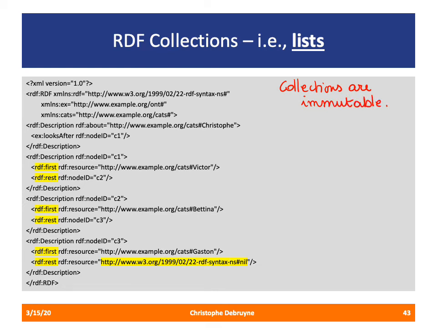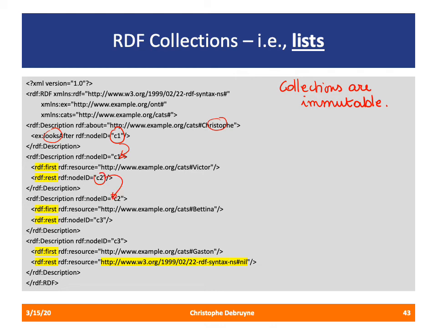Now, here's an example, and bear with me, it seems complex, it is complex, but we will see tricks to make it easier to write down. So in this particular example, I will describe how I look after my cats. So I, Christophe, am looking after a list of cats. That list is declared as being a blank node with node ID C1. So I'm looking for that, and I see that that blank node is described here. And the first in the list is Victor, and the rest is declared in another blank node here.